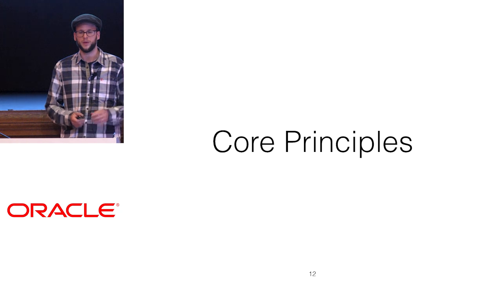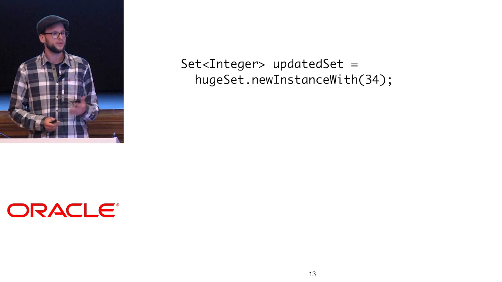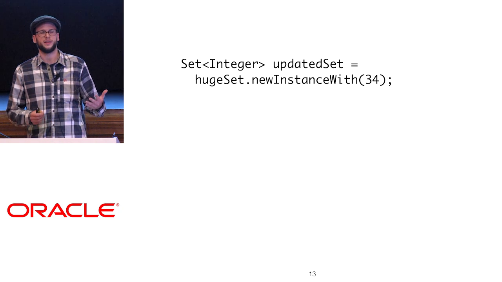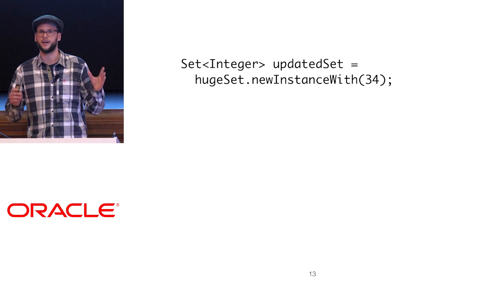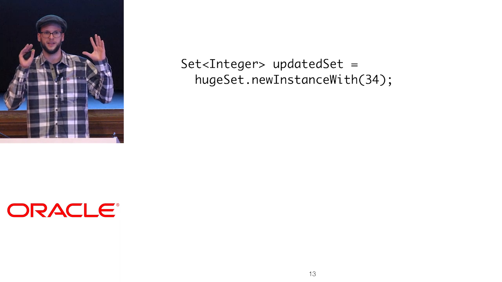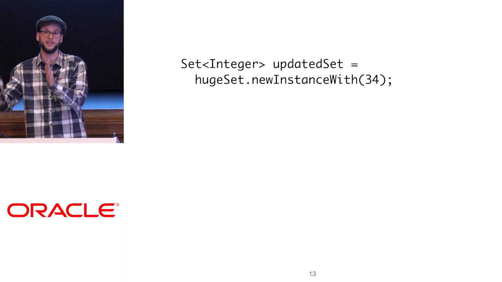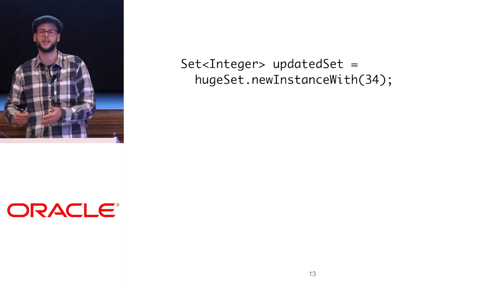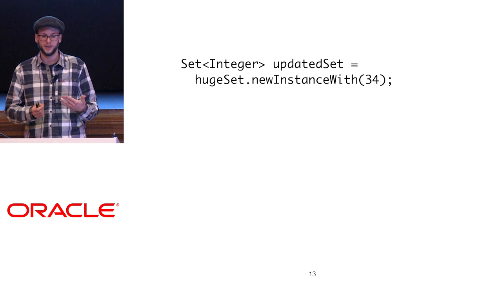So let's start with the core principles. Well, immutable data structures. If you code with immutable data structures, that doesn't mean that you're stuck with your data and you can't manipulate it. In fact, you can, but you're deriving a new instance, a new copy, for example, that has values added or removed from it.